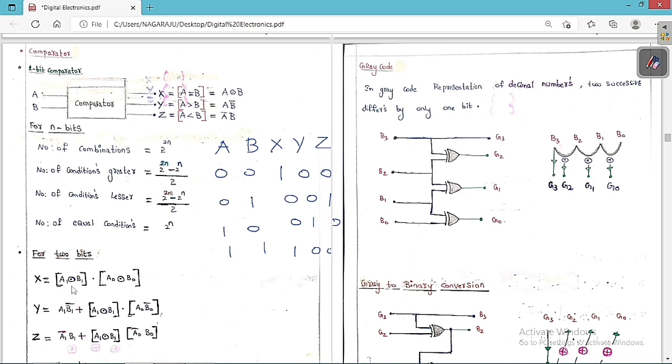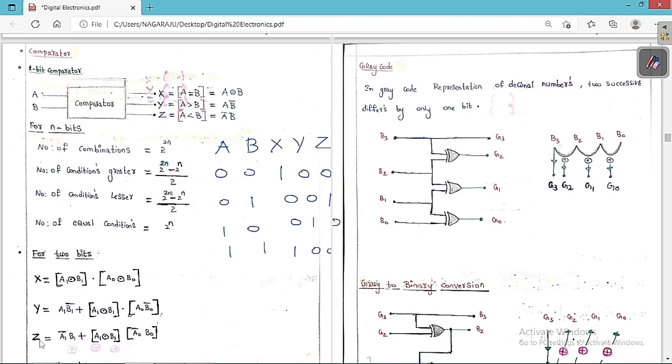So what I am trying to say is very simple. X is nothing but A1 XNOR B1 into A0 XNOR B0. For Y, Y is nothing but when A is greater than B. So if A1 is greater than B1, then Y is activated. Therefore A1 B1 bar plus, or suppose if A1 and B1 are equal, so A1 XNOR B1 dot, again A0 is greater than B0, so therefore we are going to get A0 B0 bar.